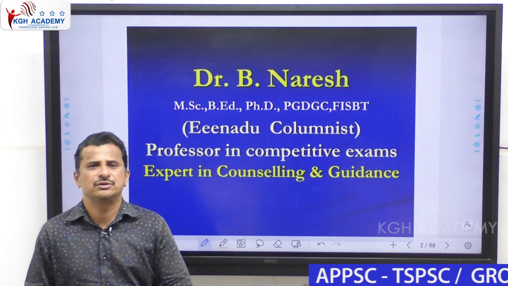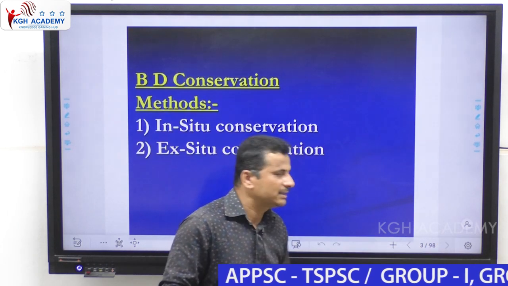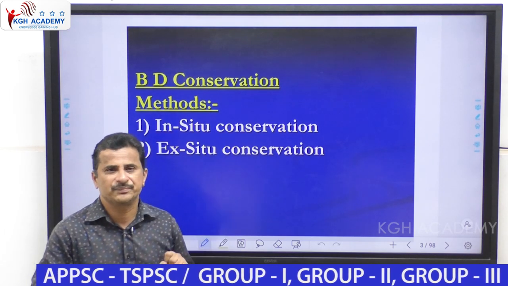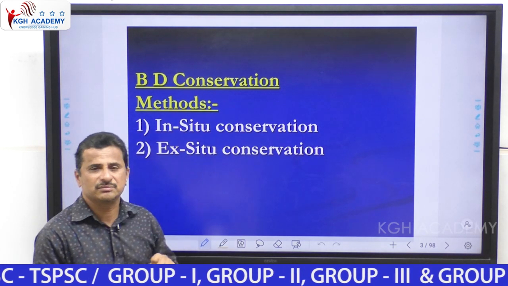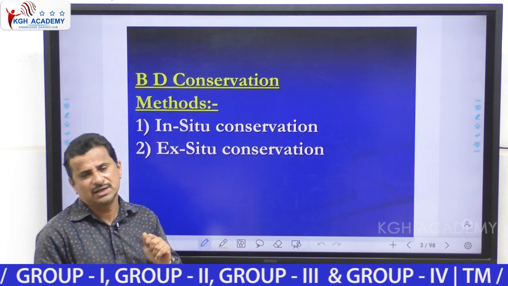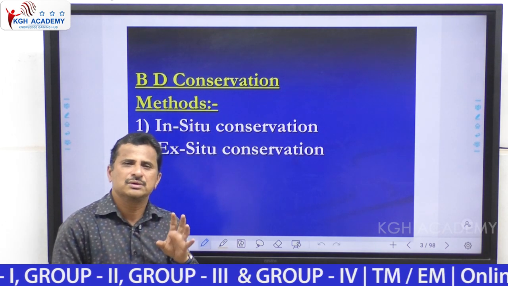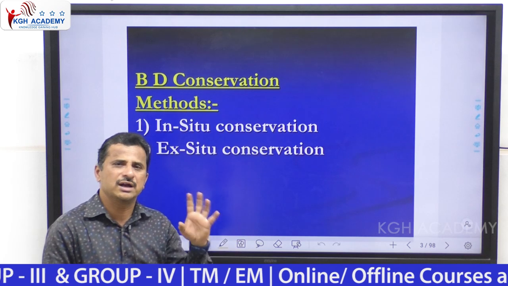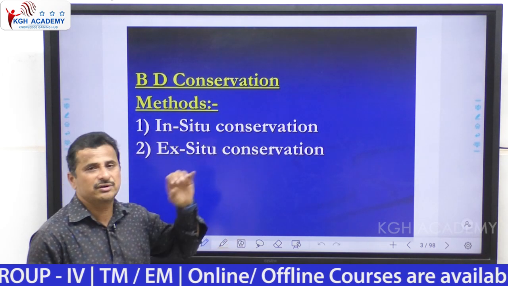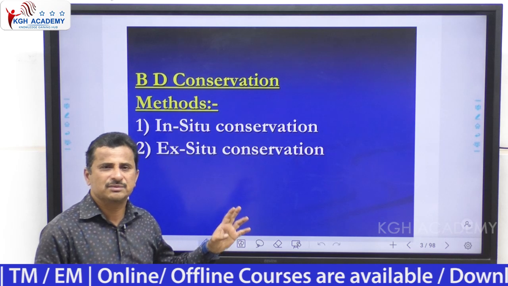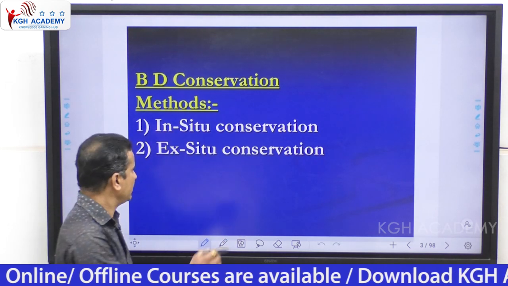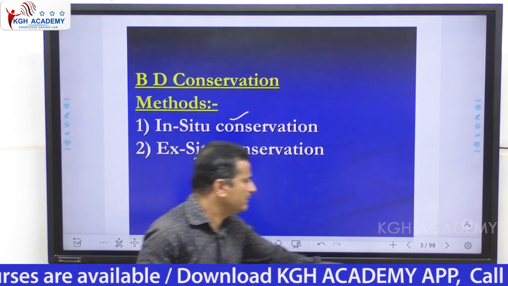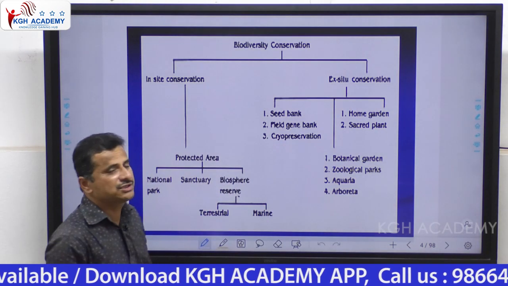In this video, I want to discuss one important conservation topic, particularly biodiversity conservation methods. In the last video, we completed threats to biodiversity and causes of loss of biodiversity. In this video, I want to discuss conservation of biodiversity. Biodiversity conservation is possible by two methods: in-situ conservation and ex-situ conservation. Here we are discussing clearly about in-situ conservation and ex-situ conservation.